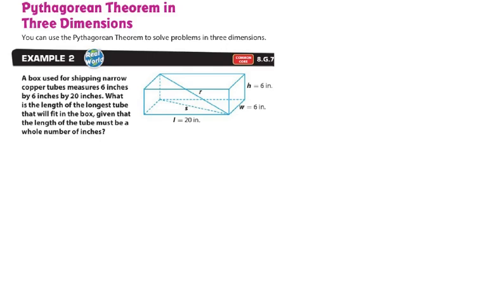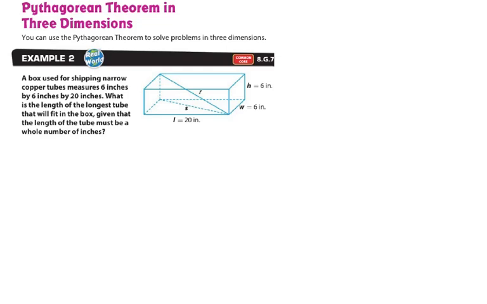We love it, don't we, right? A box used for shipping narrow copper tubes measures 6 inches by 6 inches by 20 inches. So we see that here, 6 by 6 by 20, right? Okay. What is the length of the longest tube that will fit in the box, given that the length of the tube must be a whole number of inches?